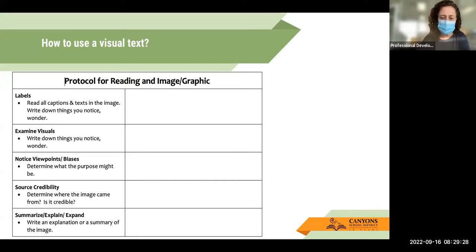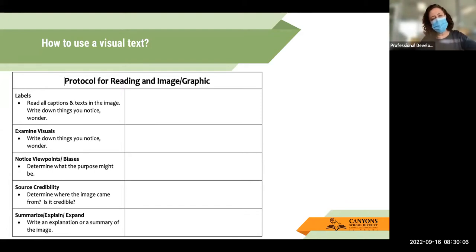So the first step again is to label, then examine the visual, write down things that you notice or that you wonder, notice viewpoints and biases, determine what the purpose might be, source of credibility, determine where the image comes from, is it credible? And finally, summarize, explain, or expand. By writing a summary of the image and asking them to go beyond and think what other connections they can find, basically you're asking students to go and think deeper.